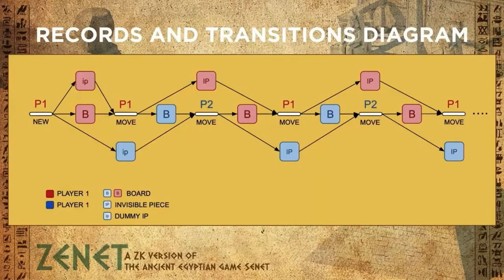In this diagram, you can see that the board record's ownership alternates between players, reflecting the current turn in play. Conversely, the invisible pieces records always remain with their respective players, ensuring secure handling of the invisible pieces' positions.